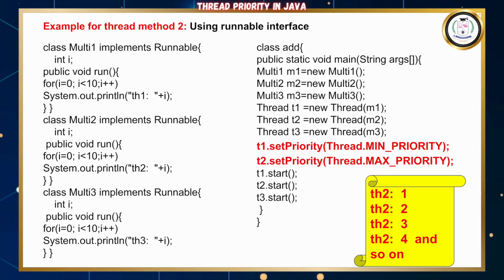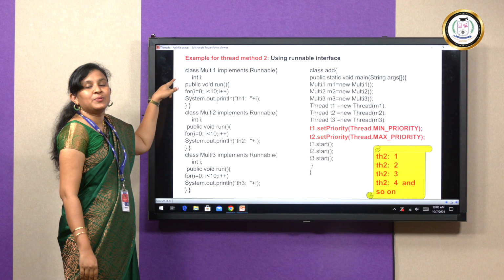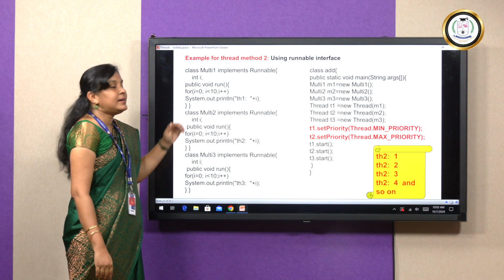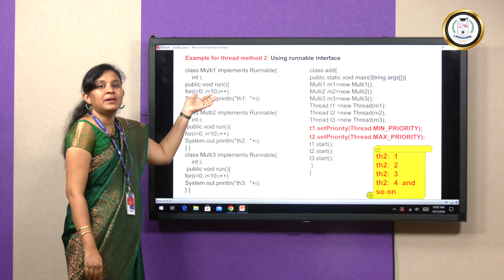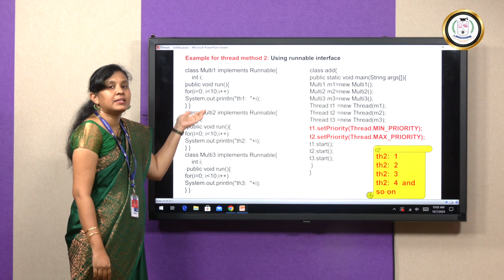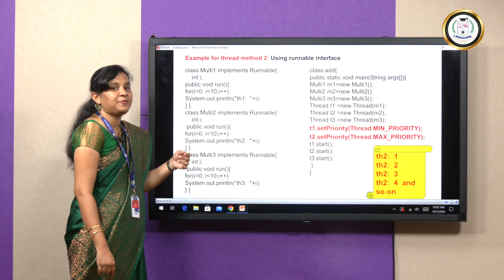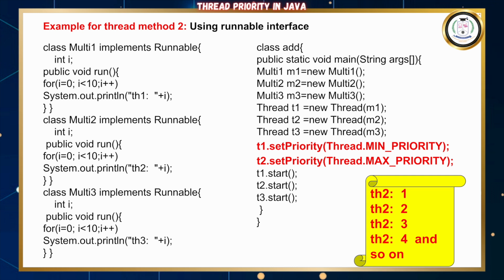This is one more program which explains setting priority for a thread created using implements Runnable. Here, we have created 3 classes, Multi1, Multi2, Multi3. These 3 implement Runnable. We are going to create the thread by using the implements Runnable interface. Inside this, I have given public void run.